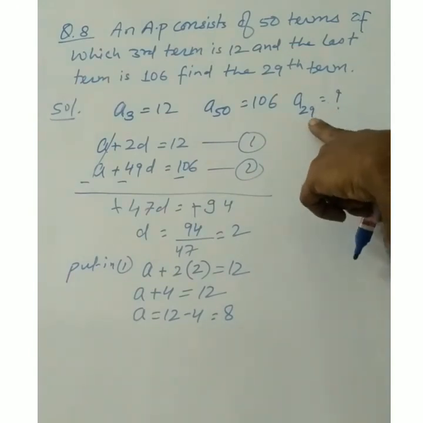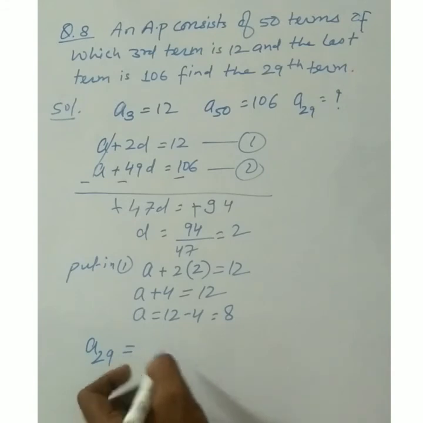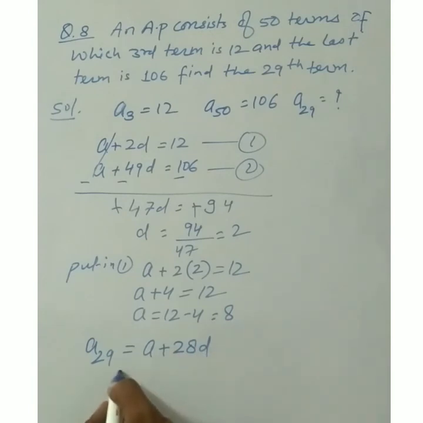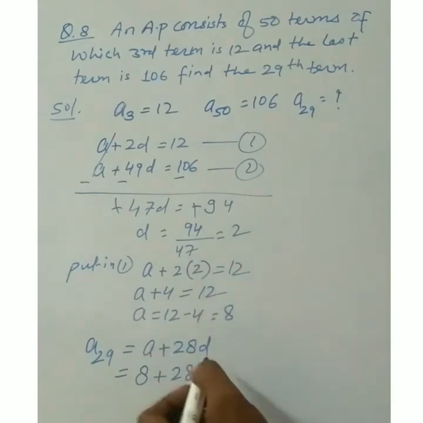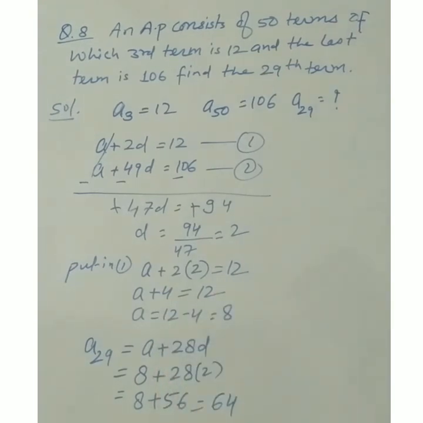Now we have to find out A29. For this we have formula A plus 28D. A is given 8 plus 28 and D is 2. 28 twos are 56 plus 8. 56 plus 8 is 64. The 29th term is 64.